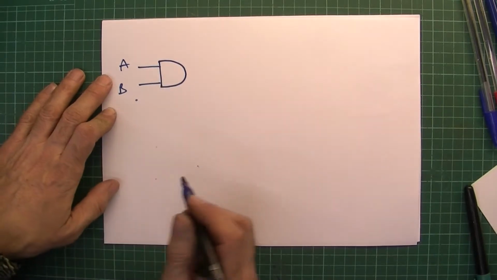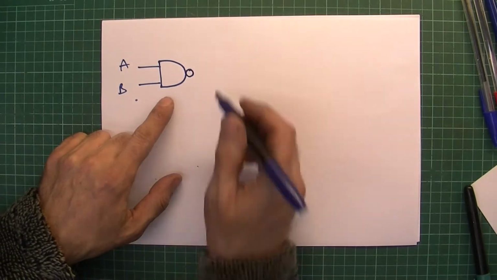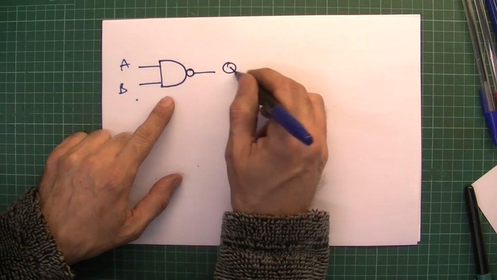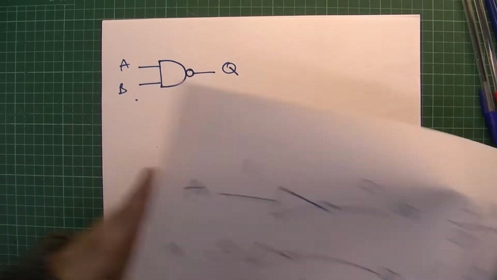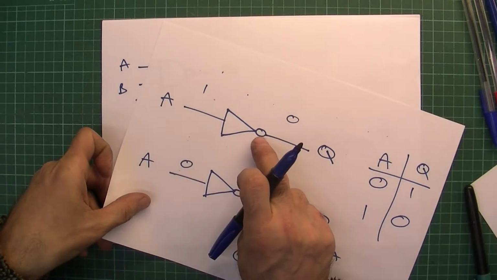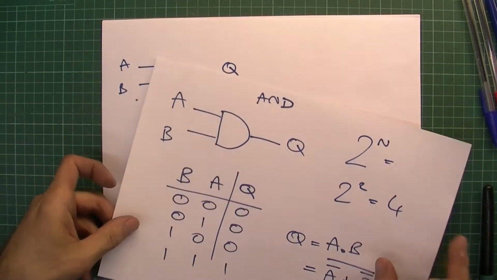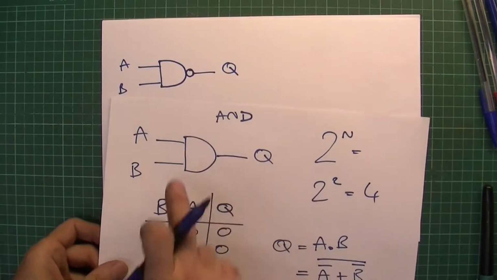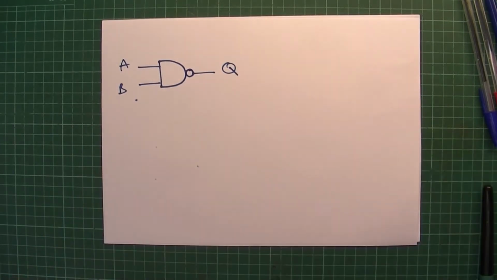And so that is an AND, but we're going to put that circle on and then have the output Q. Now if you think back to the NOT gate, the circle told us that there was going to be an inversion, and the AND gate looked like that. So now it's an AND gate, but then we're going to have a NOT.